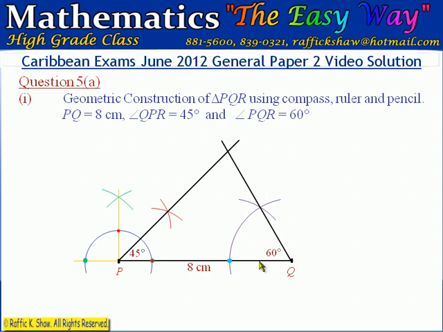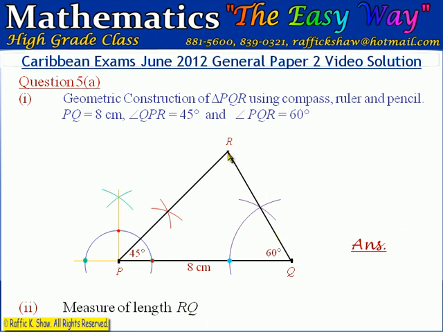And so if that angle is 60 degrees and this angle is 45 degrees, then the intersection of these two lines is where R is located. And we can go ahead and show that. And therefore R is right here. And that's it. We have constructed our triangle PQR such that PQ is 8 centimeters, angle QPR is 45 degrees, and angle PQR is 60 degrees. And that's our construction.